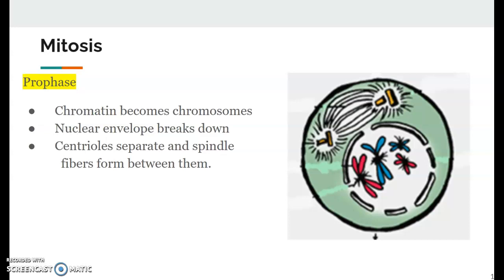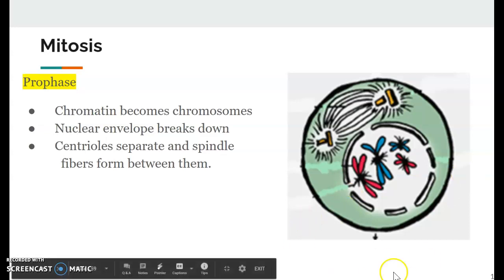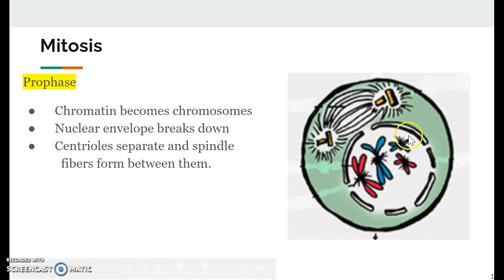So then we have actual mitosis, and mitosis happens in four steps. I like to call those PMAT: P for prophase, M for metaphase, A for anaphase, and T for telophase. So prophase is when the chromatin becomes chromosome. So it's not just like a ball of thread anymore. It becomes condensed and it's visible as chromosomes. The nuclear membrane also breaks down, as you can see here. So the nuclear membrane is breaking down.